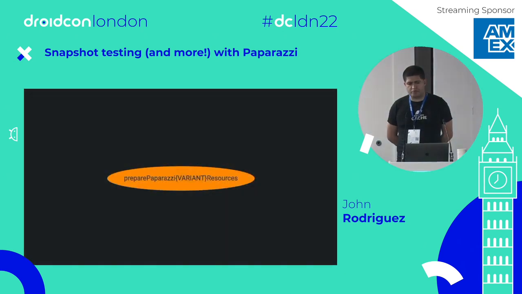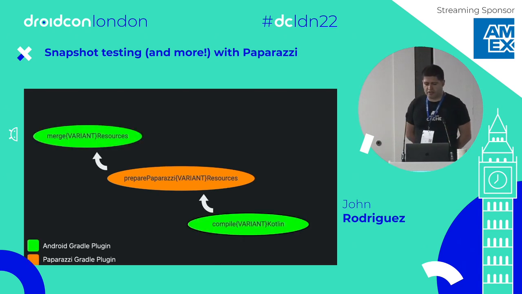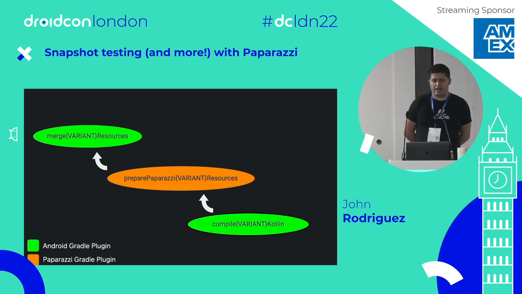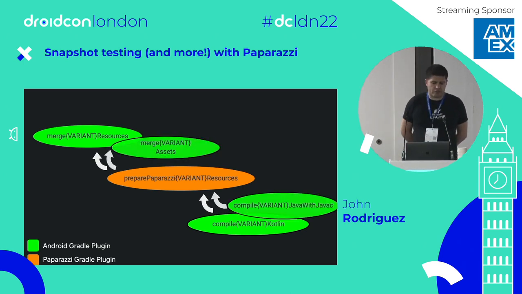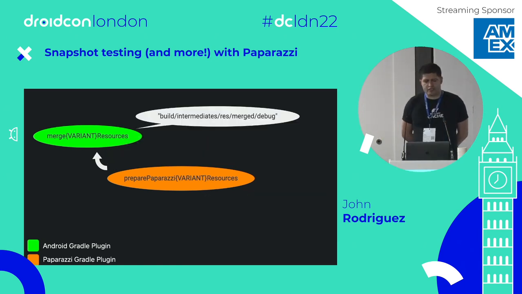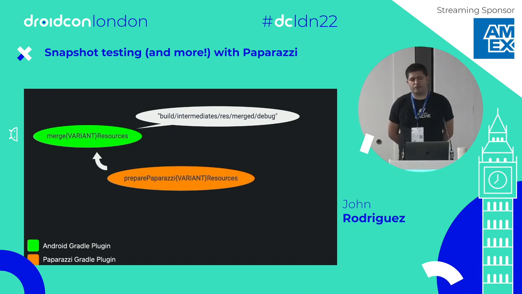One of the things that Paparazzi provides is a Gradle plugin that hooks into the Android environment, specifically looking at the compilation of code and the merging of resources, and wires itself between those two tasks. It does similarly for Java and assets. Once it does that, it looks specifically for where the resources wind up.